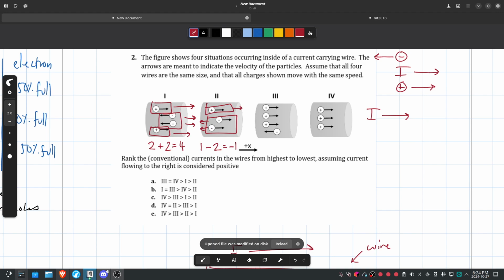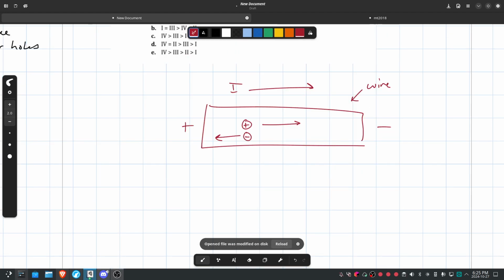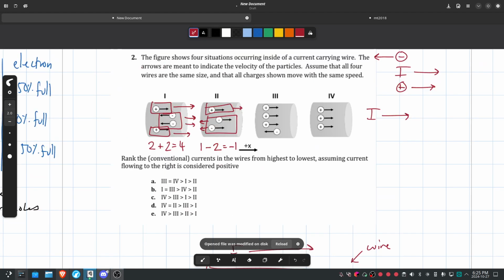Remember, a negative current flow just means that we've assumed the wrong direction. It doesn't mean we have literally negative current. It just means that the current's flowing the other direction than what we thought.